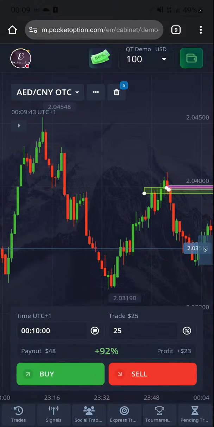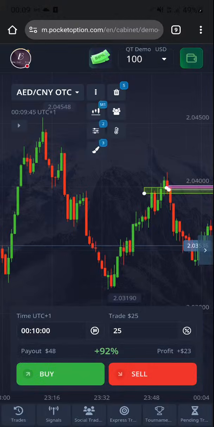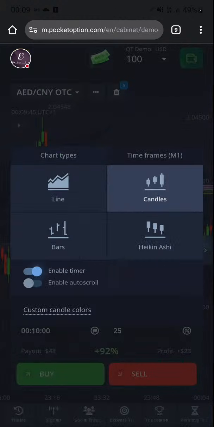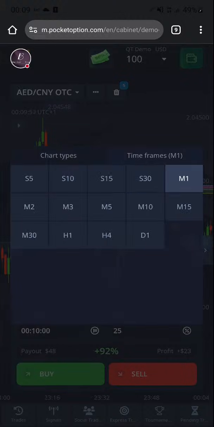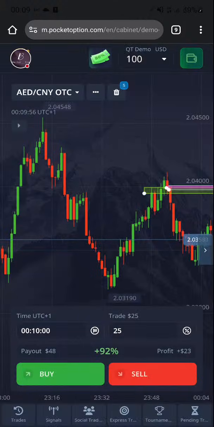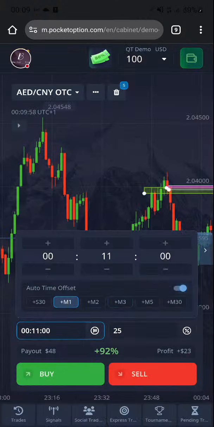You understand? So over here right now, we're using the chart type, the candlestick chart type. We enable this timer, I will disable this auto scroll thing. Then we're on the time frame, we're using M1, and we're using a flag mode here with M1 and with the second hand on 0.